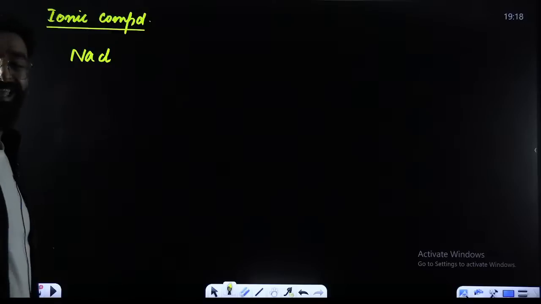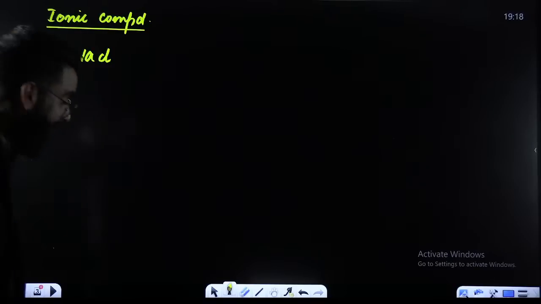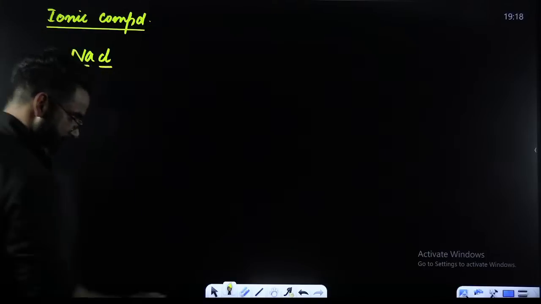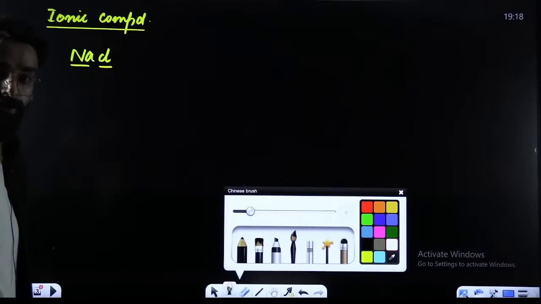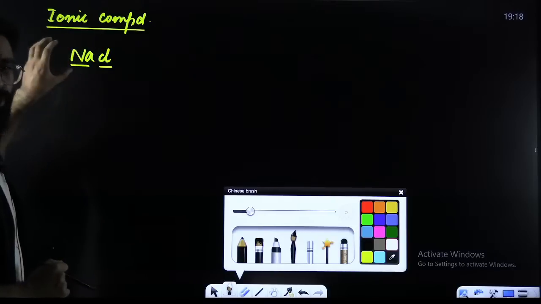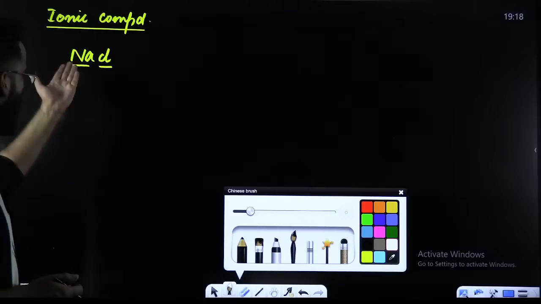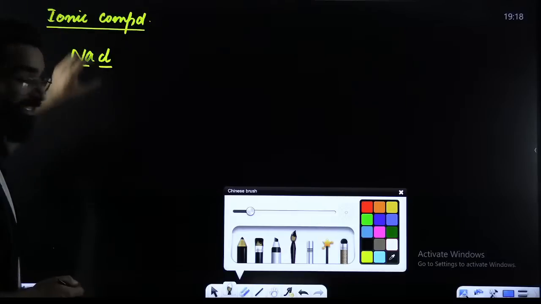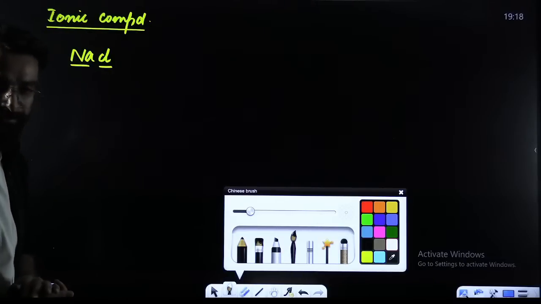Now, my dear students, in case of NaCl, if I ask you how many elements we have, we have two elements, sodium and chlorine. Now, in NaCl, do you see any charge present on sodium? You'll say no. Do you see any charge present on chlorine? You'll say there is no charge mentioned on chlorine as well.